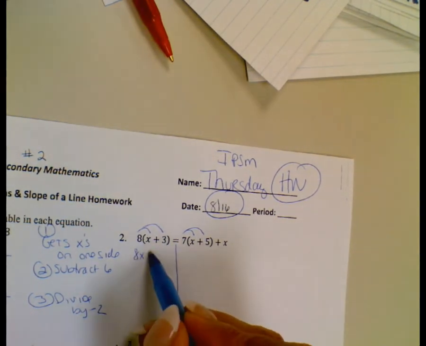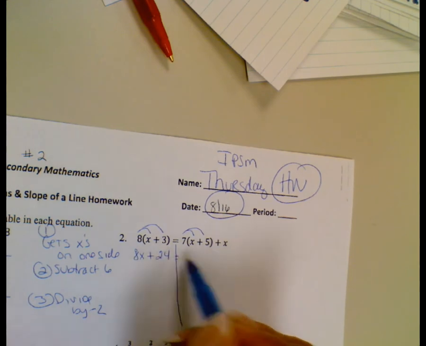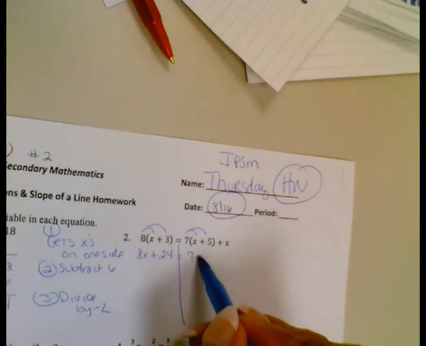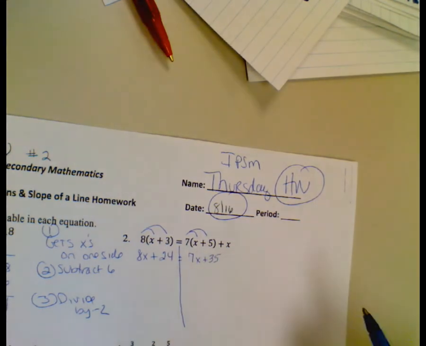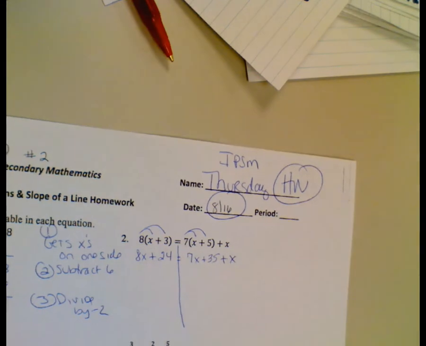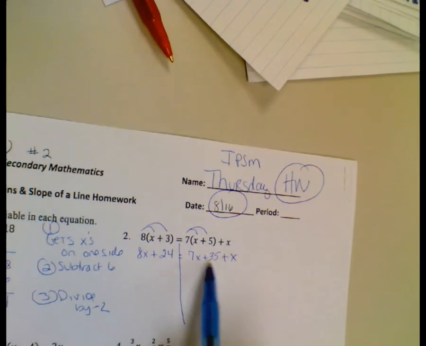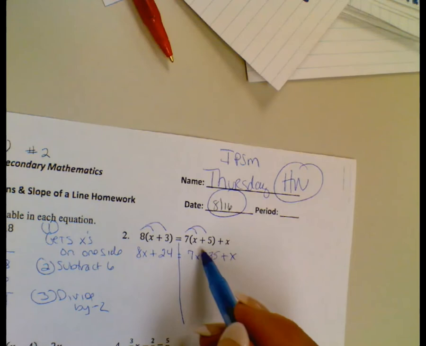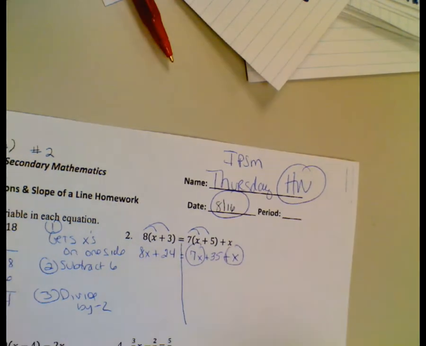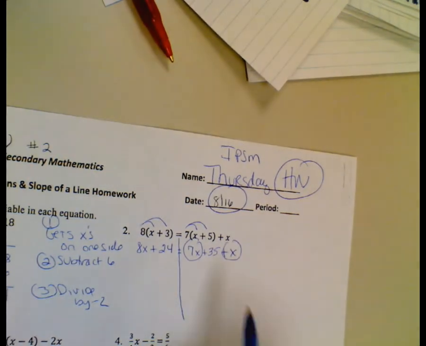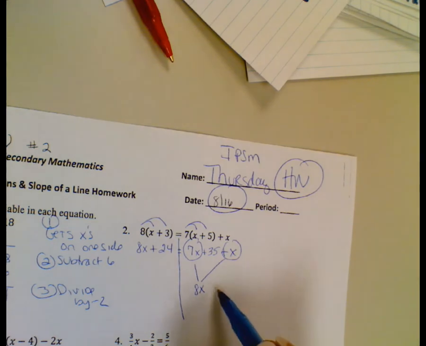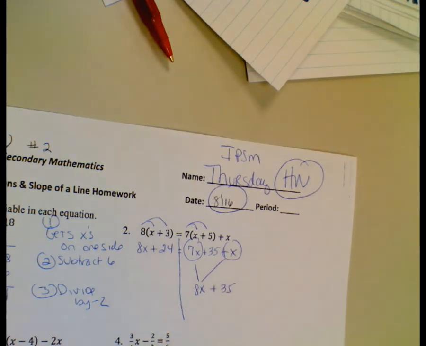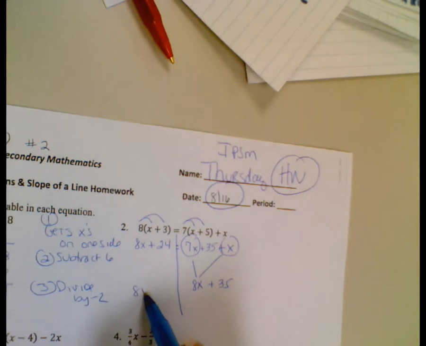Are you ready? What's 8 times x? 8x. What's 8 times 3? 24. What's 7 times x? 7x. What's 7 times 5? 35 plus x. Do you see how there's 3 terms over here? Doesn't that look weird? That's because you can add these 2 terms. What's 7 xylophones plus another xylophone? Are you saying 8 xylophones? Because that's what it is. 8 plus 35. Then you still have 8x plus 24 on the side.